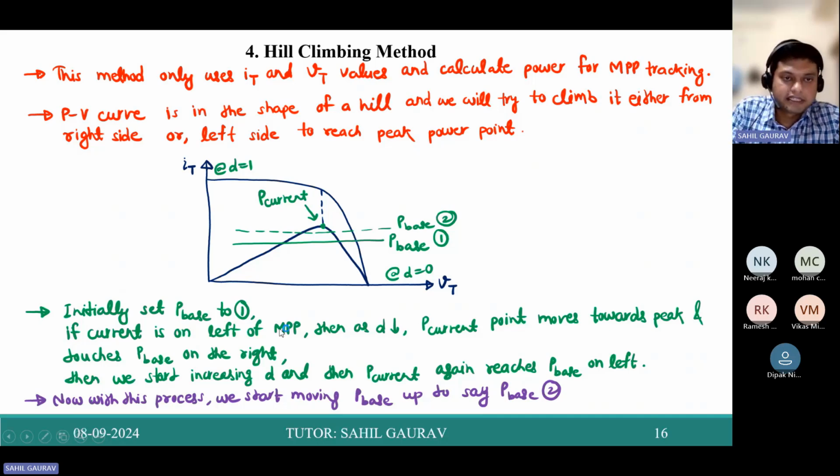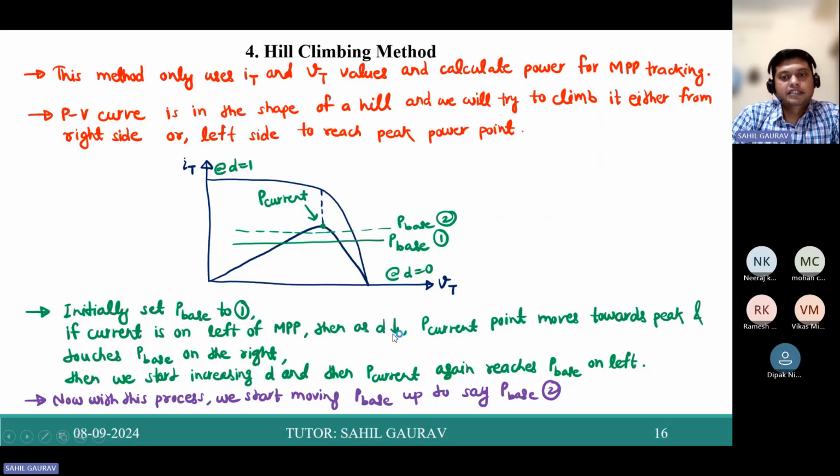Here, suppose we initially set the power base as P base 1. If the current is on the left side of the maximum power point, then the duty ratio is decreasing. If you go toward the maximum power point, the duty ratio is increasing, because here we can see that it starts from duty ratio 1 and it ends at duty ratio equal to 0.